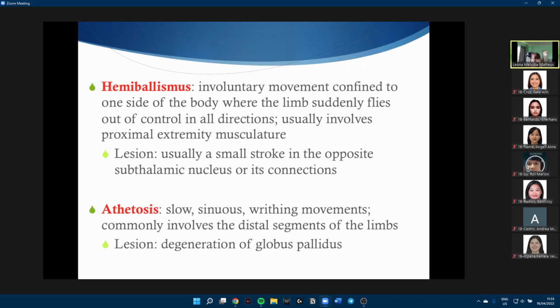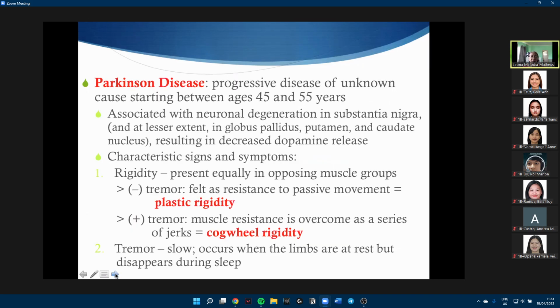Lastly, we have athetosis, which is described as slow, sinuous writhing movements. So, ang ating comparable dito ay yung parang naghahawayan ng kamay, no? It commonly involves the distal segment of the limb. So, ayun nga, snake-like movements, no? Diba? That is what you do when you do the Hawaiian movements of the hands, diba? And the lesion is due to degeneration of the globus pallidus. Okay? So let's discuss now the Parkinson's.